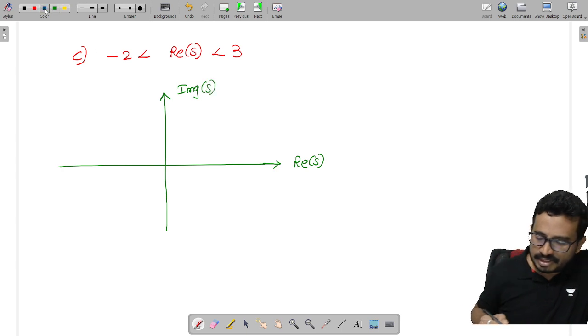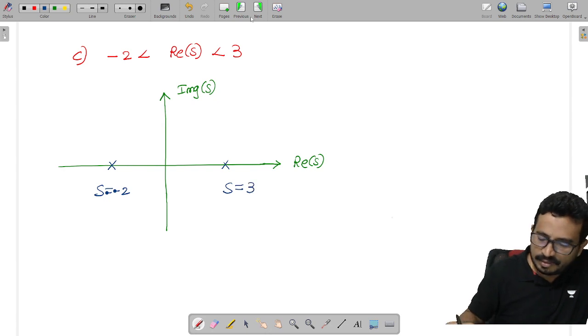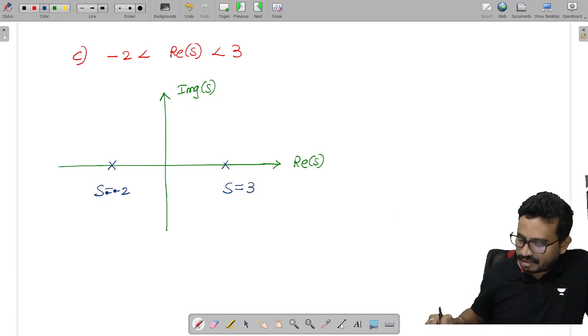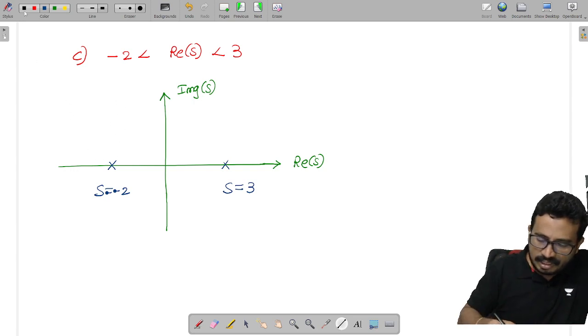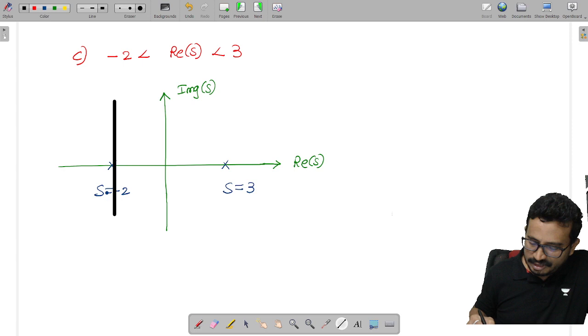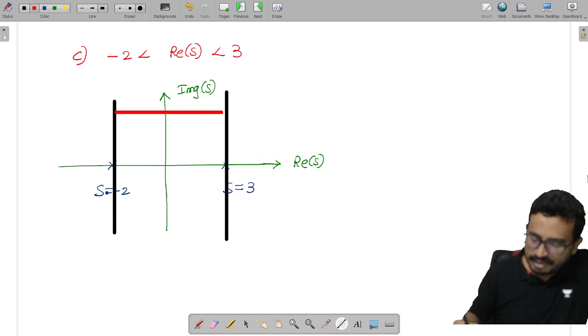Here tell me the location of the poles. One pole is at S is equal to -2. The other pole is at S is equal to 3. Now you tell me where the ROC is. It is given to lie between these two, which is more than -2 and less than +3, so this is the ROC.